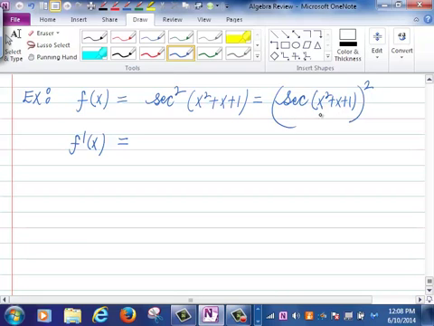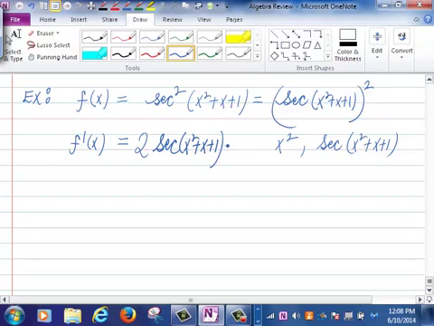What's the outside function here? Outside is x squared, inside is secant of x squared plus x plus 1, right? So then what's the derivative? Derivative of the outside is 2 times x, right? But you replace x by what? You replace x by secant of x squared plus x plus 1.